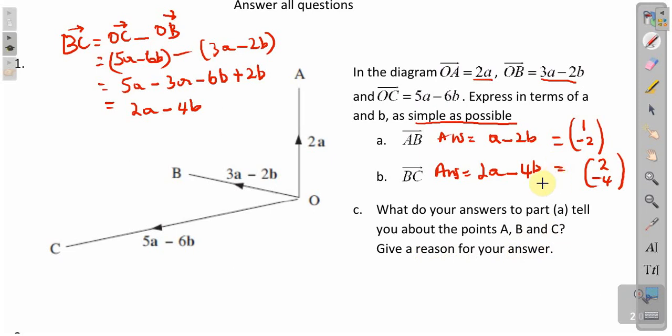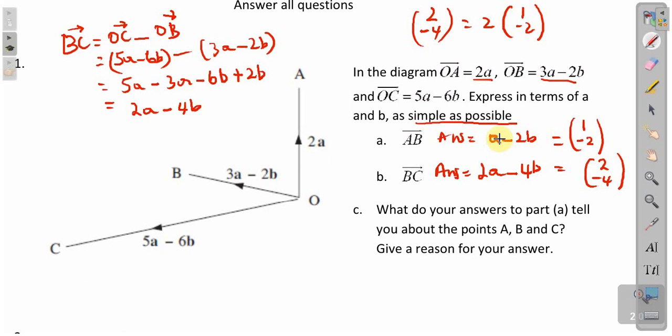Well, first of all, there's a reason why I write it in column vector form, because if you notice that if I factor 2 out of this column vector, okay, so you're given 2 and negative 4. And if you factor 2 out, 2 into 2 is 1, and 2 into negative 4 is negative 2. Notice that you get 2 times this column vector here for AB.